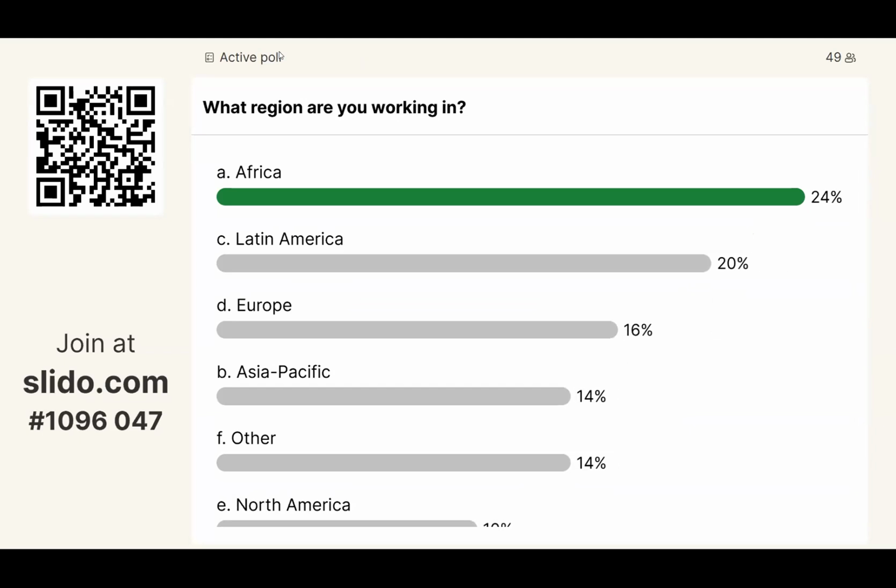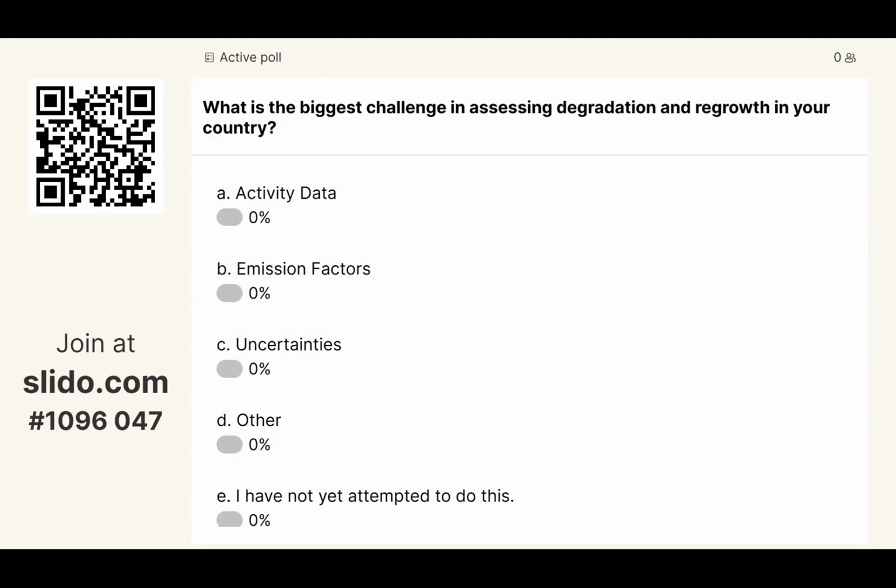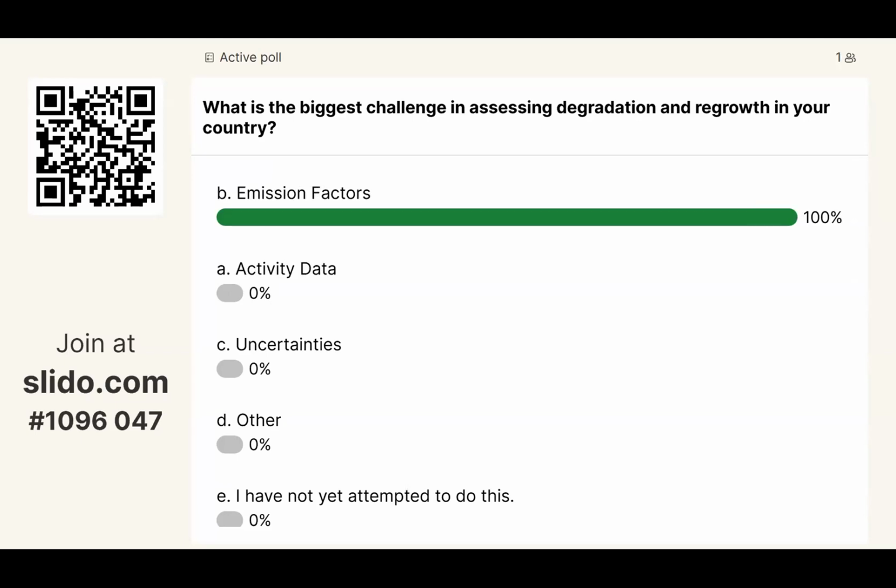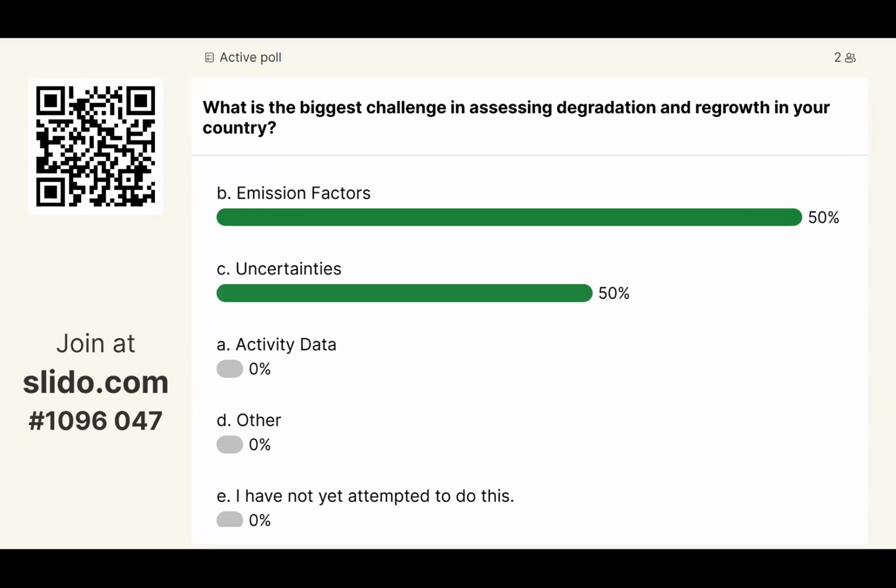Excellent. Okay, let's move on to the next one. I see we've got almost 50 responses here. This gets a little more specific, and if you don't know the answer to this, that's fine. But we're asking about the biggest challenge in assessing degradation or regrowth in your country or your study area, if you don't work at a country level.